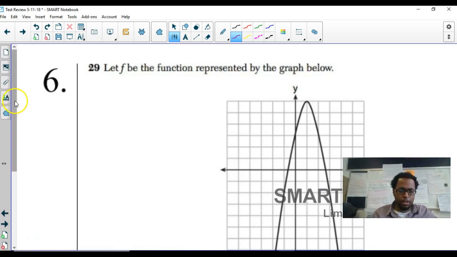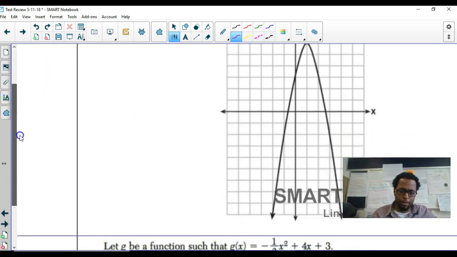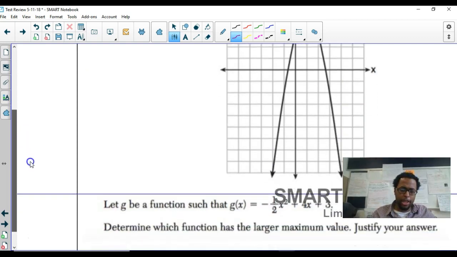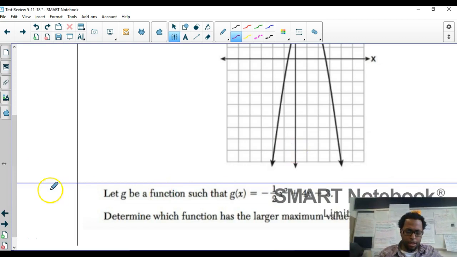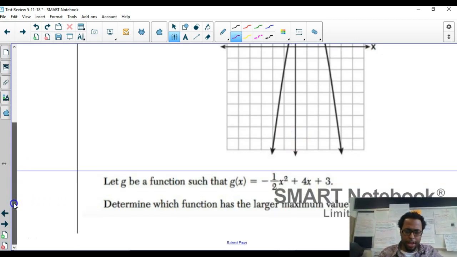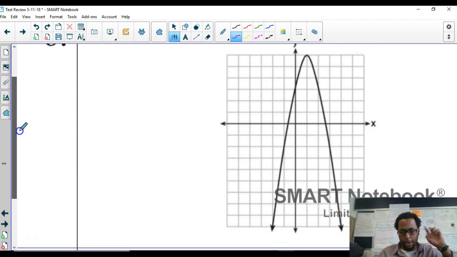All right, question number 6. It says, let f be the function represented by the graph below. Let g be a function such that g of x equals -1/2 x squared plus 4x plus 3. Determine which function has the largest maximum value. Justify your answer. So here's where you have to be careful in terms of justifying your answer, okay?